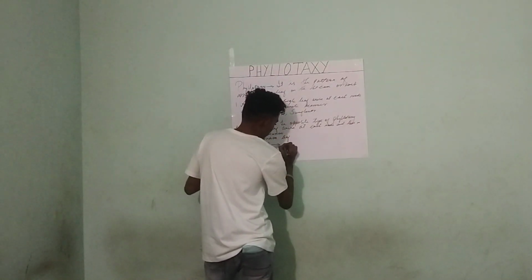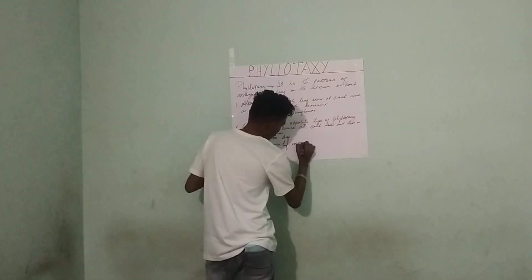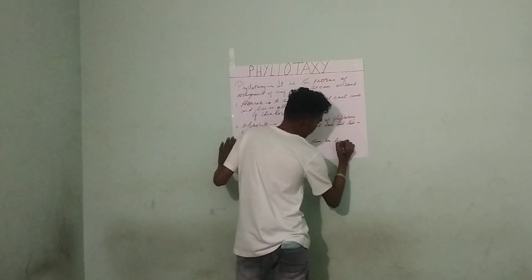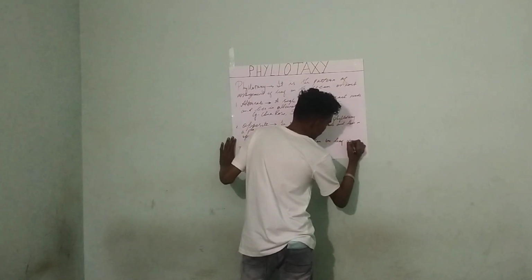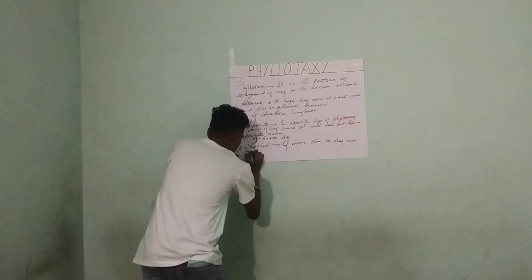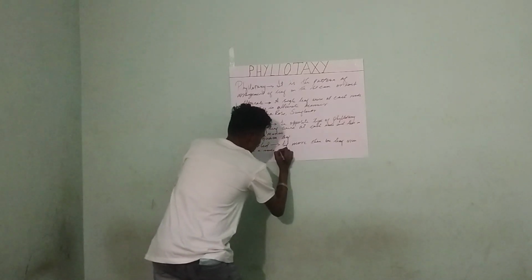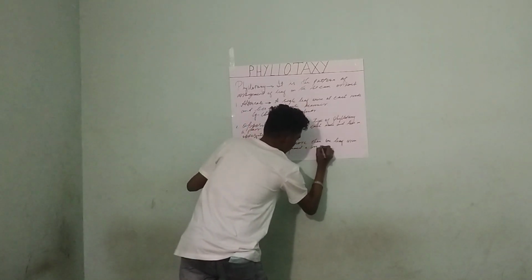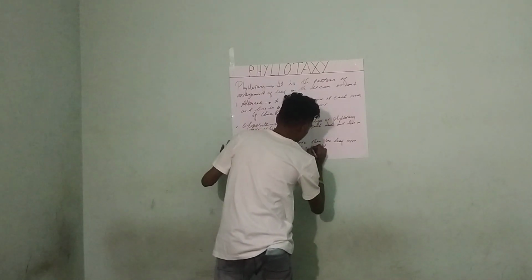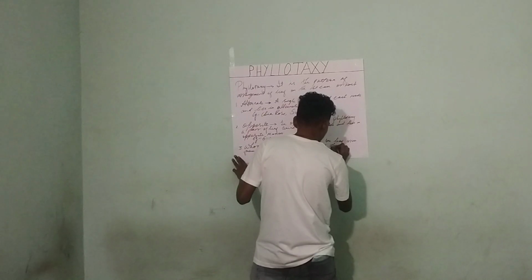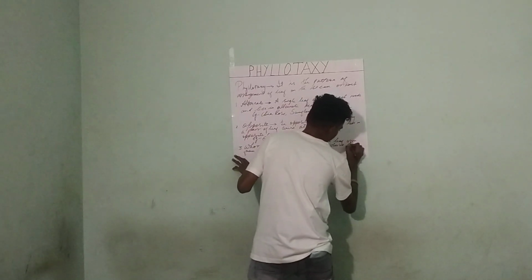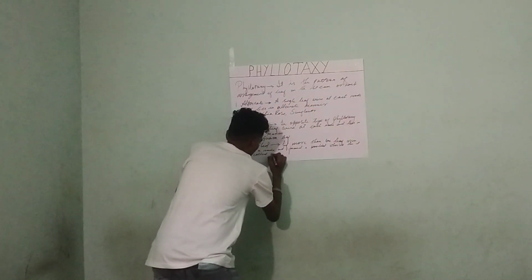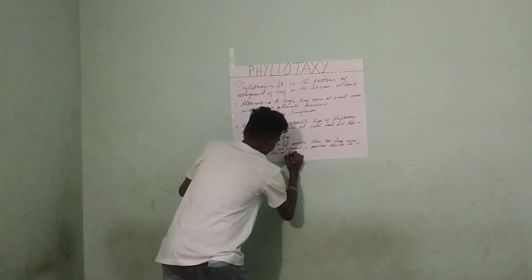Whorl. If more than one leaf arises from a node and forms a whorl, then it is called whorled phyllotaxy.